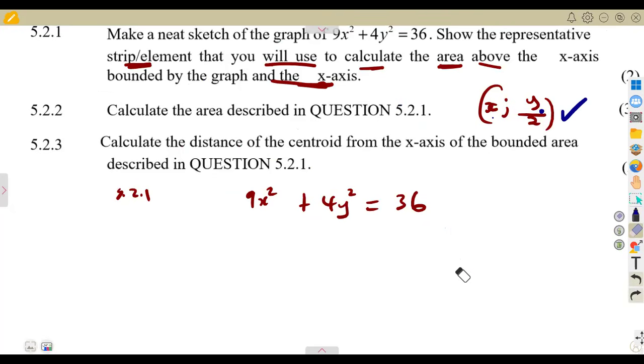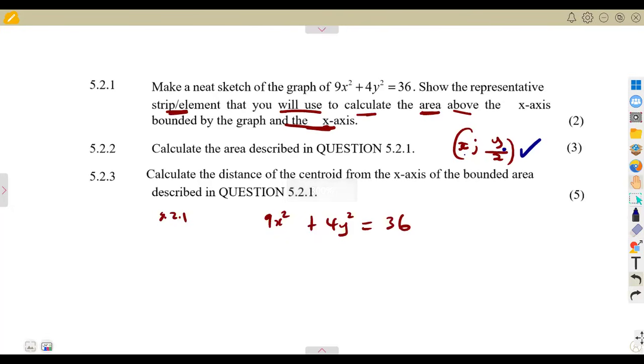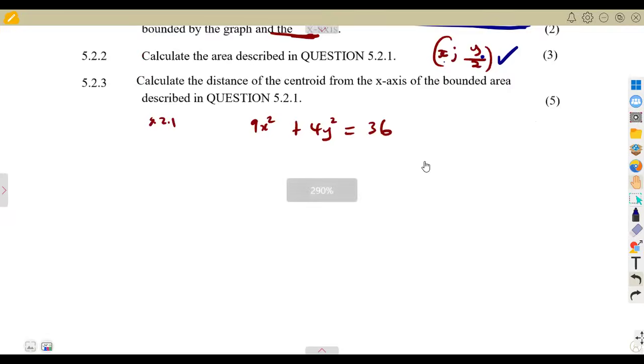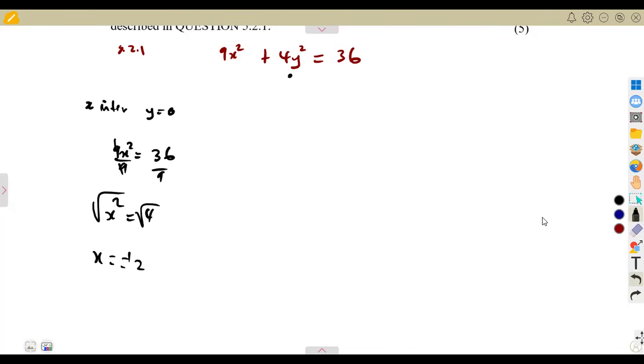So they are saying we are supposed to sketch this ellipse, and whatever we are going to use in our calculation must be above the x-axis. Remember our ellipse, guys, just like a circle, if you consider your x-intercepts and y-intercepts, you're done. The x-intercepts are where y is equal to 0. If y is equal to 0 here, we have 9x squared equals 36, so x squared is equal to 4. The square root gives x equal to plus or minus 2.